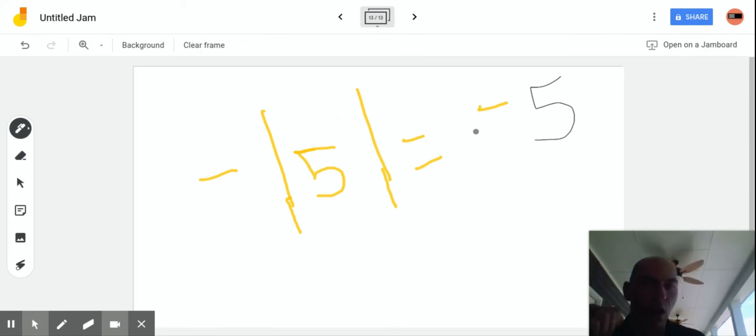So you say, well, I thought all the absolute value answers are always positive. The absolute value is positive. This negative sign just goes over here because it's not inside of it. It's outside of it. But inside of absolute value is positive.